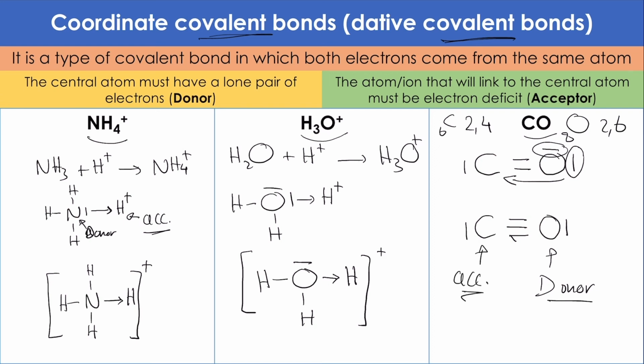Okay, so as you can see here in our 3 examples, we have an acceptor and we have a donor. Oxygen here is a donor because it has lone pairs of electrons, and we have an acceptor. The acceptor is always electron deficient, while the donor always has a lone pair of electrons.